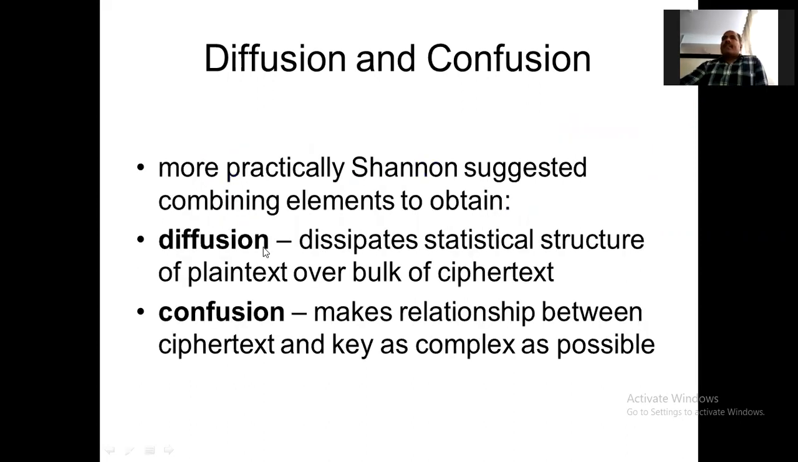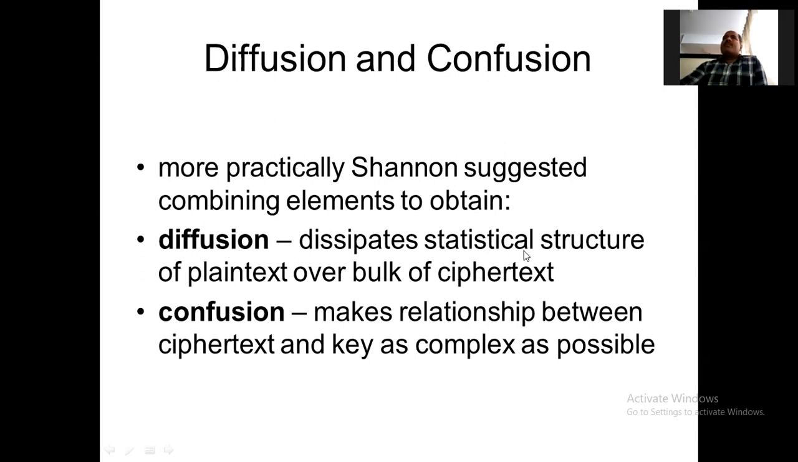More practically, Shannon suggested combining elements to obtain diffusion and confusion. Diffusion dissipates the statistical structure of the plain text over the bulk of the cipher text. And confusion makes the relationship between the cipher text and the key as complex as possible. Remember these two definitions, as they may be asked in an MCQ.